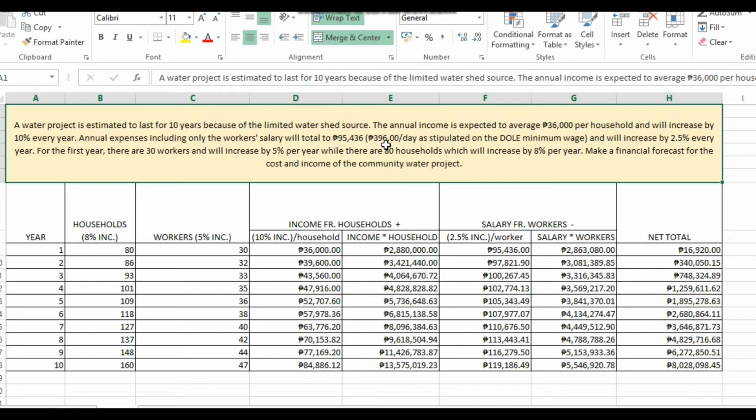And I don't know if... I know na minimum lang ito and merong others na higher ang kanilang wage and will increase by 2.5% every year. So, nag-increase din ang kanilang sweldo every year for the 10 years. And for the first year, there are 30 workers and will increase by 5% per year, while there are 80 households the first year, which will increase also by 8% per year.